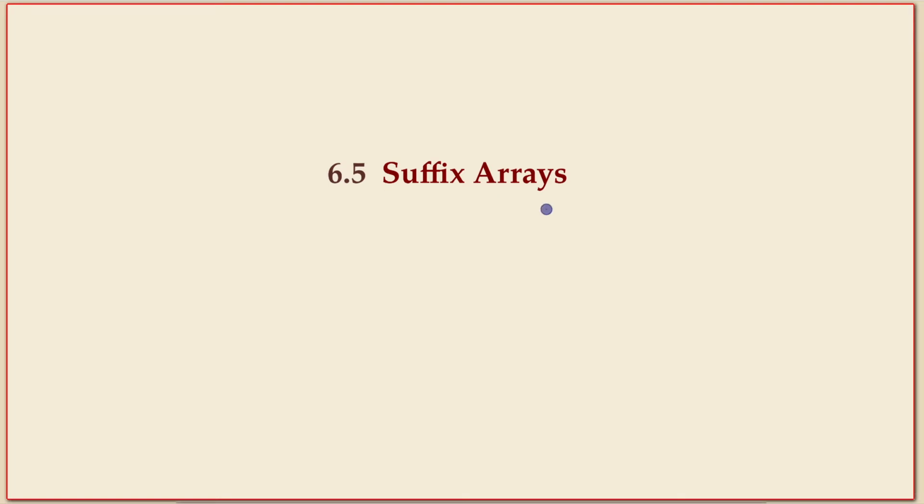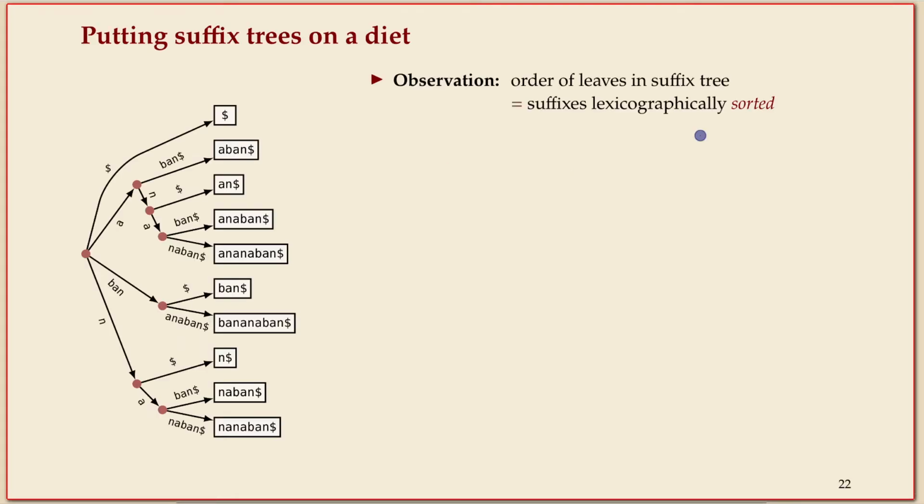In this section, we'll talk about suffix arrays, which are a modification, if you like, a simplification of suffix trees. We'll see how they eventually will be able to replace the suffix tree and be a more lightweight alternative to suffix trees, but offer the same kind of functionality eventually. So the goal is to put our suffix trees on a diet.